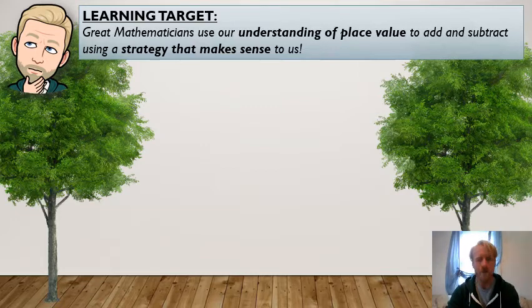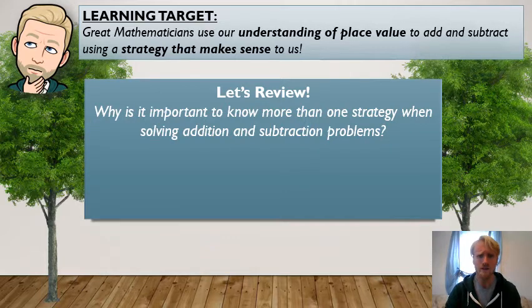Anyway, our learning target for today is to make sure we understand that great mathematicians use our understanding of place value to add and subtract using a strategy that makes sense to us. And we've gone over a lot of different strategies using mental math, expanded notation, number lines, flat sticks and dots. So my question is, why all these strategies? Why is it important to know more than one strategy when solving addition and subtraction problems? I'll give you some think time.